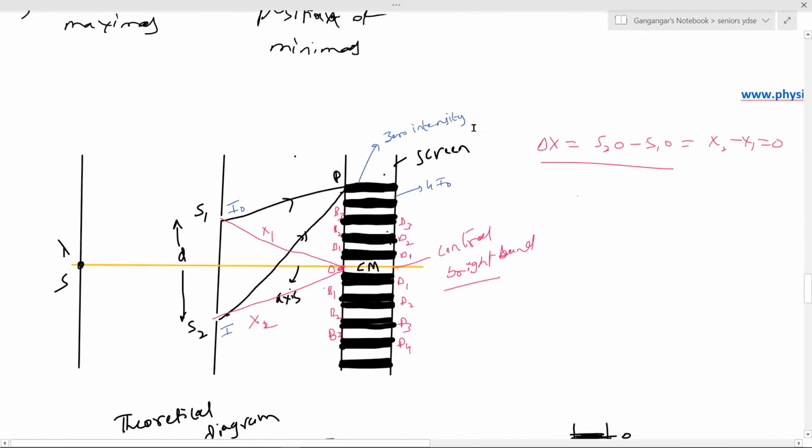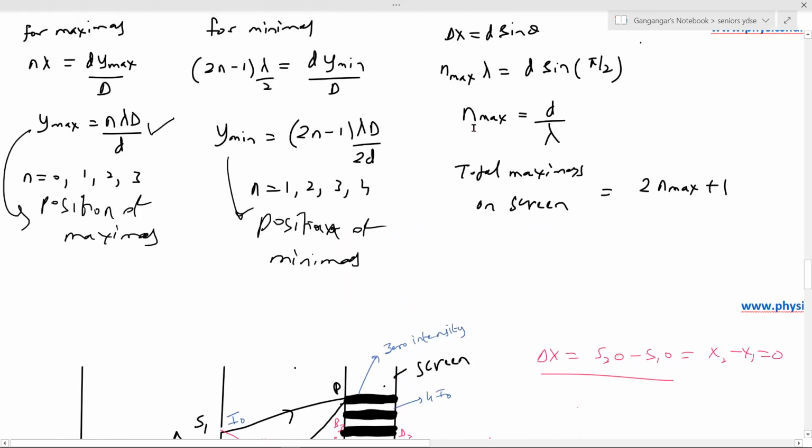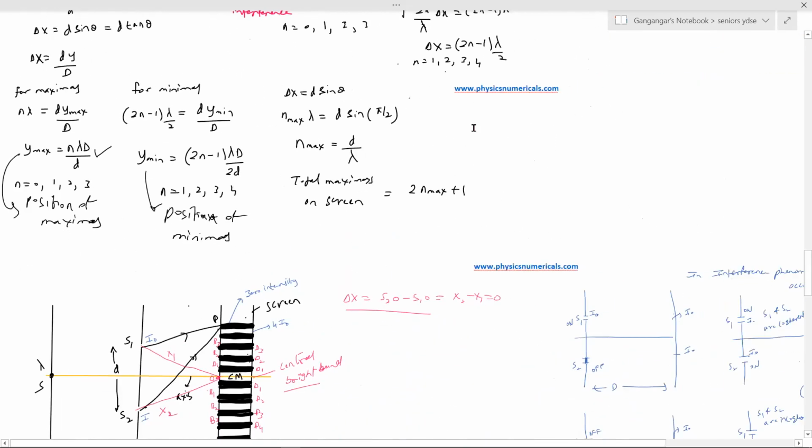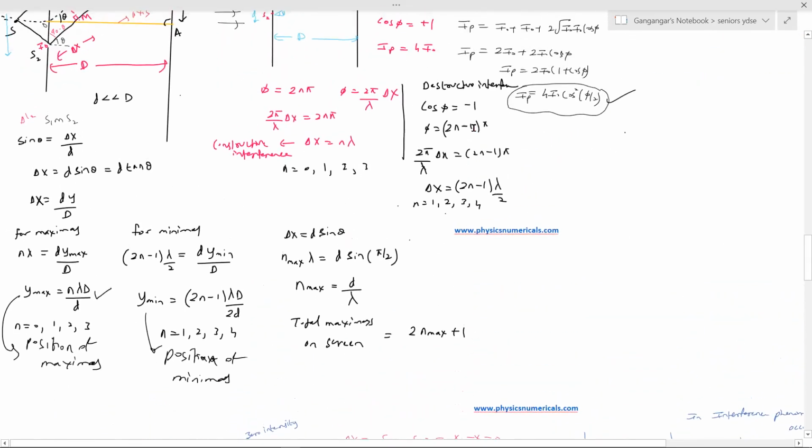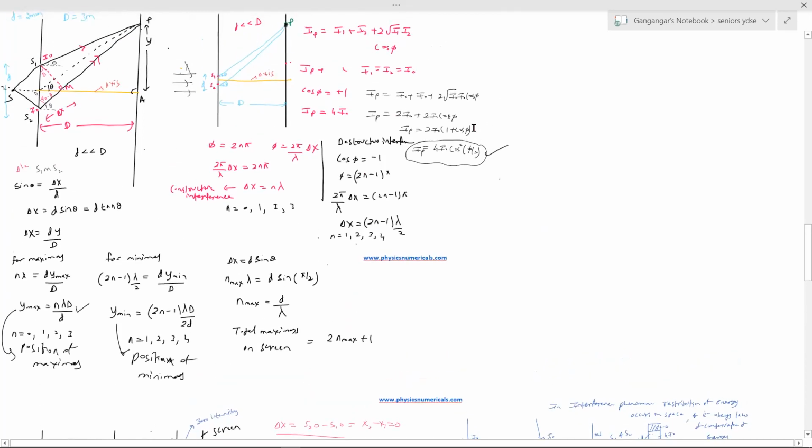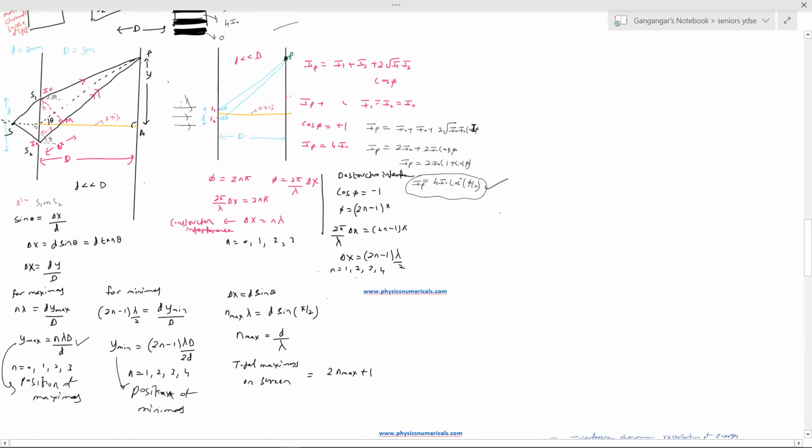Okay, now how many fringes will be formed? Here I'll introduce some small mathematics. The number of fringes in the YDSE setup is given by this. That is, how many bright and dark fringes will be seen on the screen? We will proceed with this. We know delta x equals d sine theta.